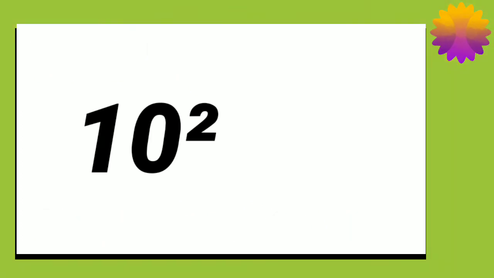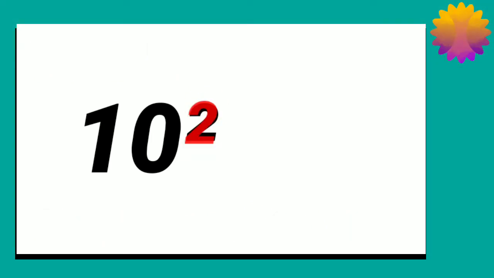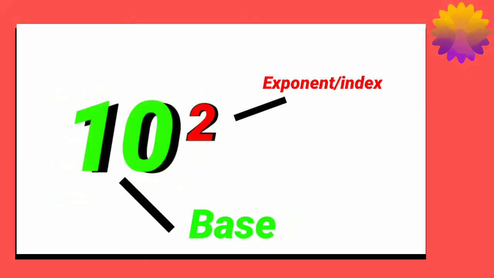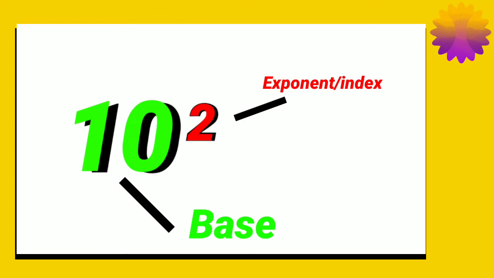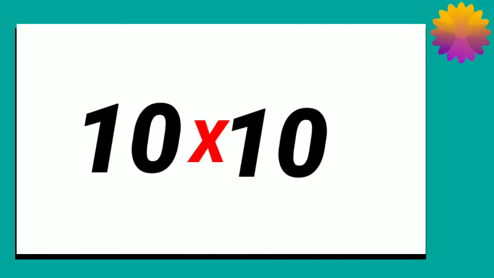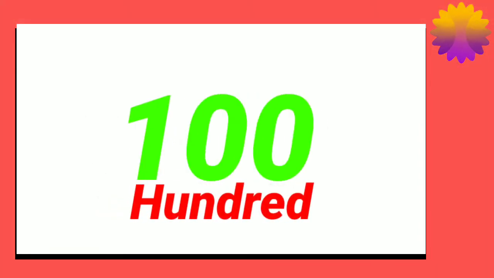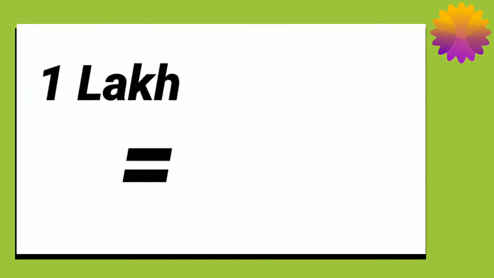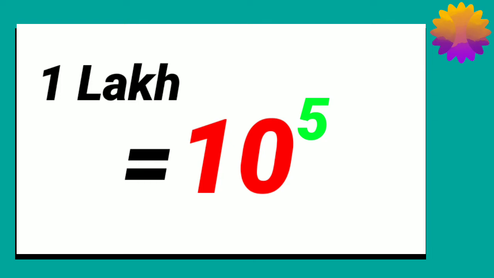Now in this example 10 square, 2 is the index or it can be called the exponent, and 10 is the base. 10 square is nothing but 10 multiplied 2 times, that is 10 into 10, which is equal to 100. Similarly, 1 lakh can be written as 10 raised to power 5.